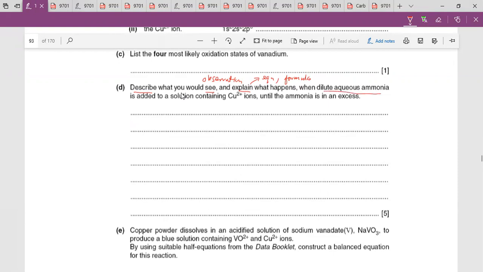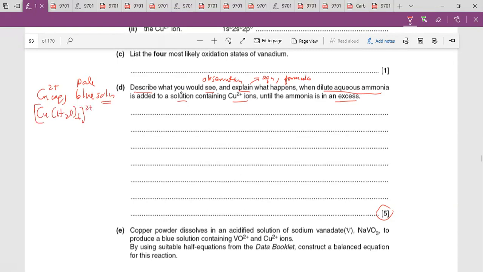Dilute aqueous ammonia added to a solution of copper 2 plus, then in excess. This is for 5 marks, because you want to begin with Cu2+ aqueous, which means a solution. You're going to start with the blue solution, or the pale blue solution, I want to say. There must be a solution, and blue and pale, of course. This will give you the hexaaqua complex, [Cu(H2O)6]2+, which is this color here.